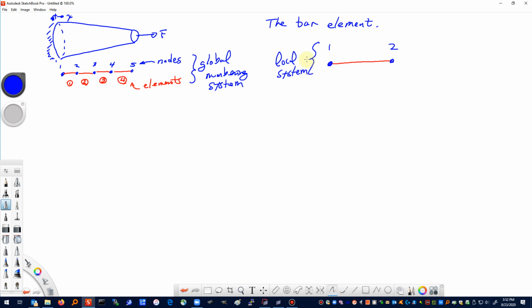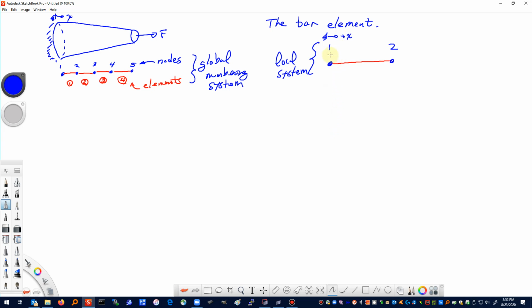Alright, so the lower numbered node is on the left, the higher numbered node is on the right, and that's perfectly fine, we can do it that way. Associated with each of those nodes would be some force. And so our coordinate system is going to go this way. And probably what I need to do is put that at the left node, just to be extra clear.